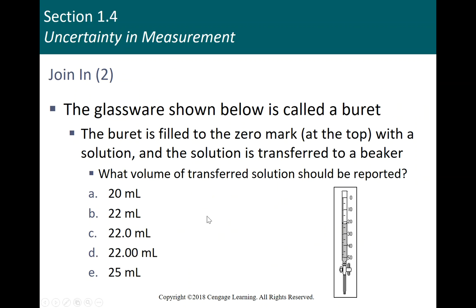This is a burette. We put it to the 0 mark with a solution, and then we transfer solution to the beaker. So basically it started out at 0.00. What volume of transferred solution should be reported? So notice between 20 and 30 there are 10 marks. So every milliliter is marked. So we can say for certainty it's at least 22, and then we can guess one more. So we would say use answer choice C because these are our certain digits. This is our uncertain digit that we guessed.